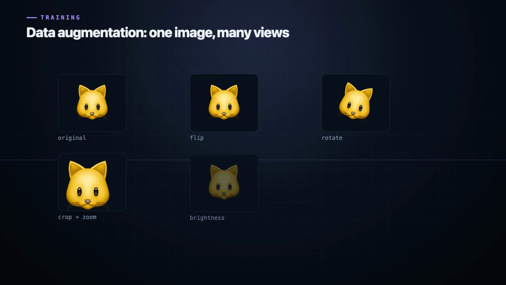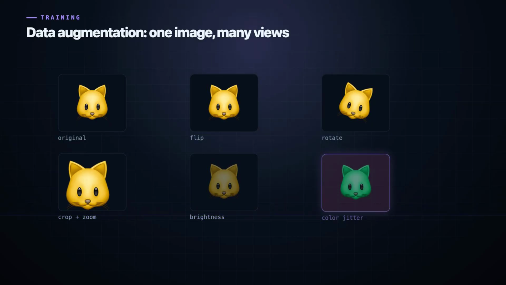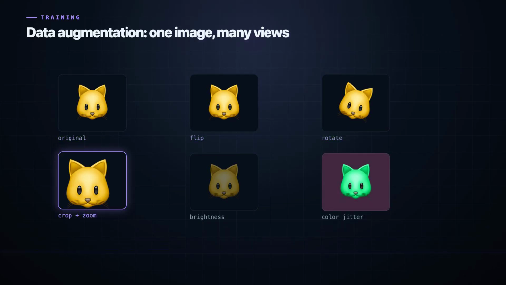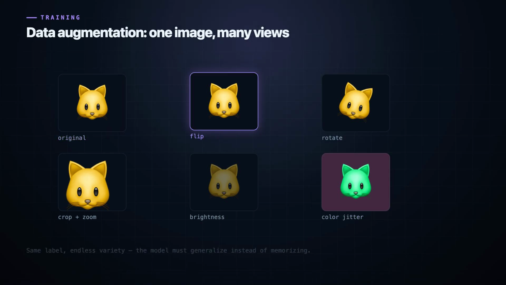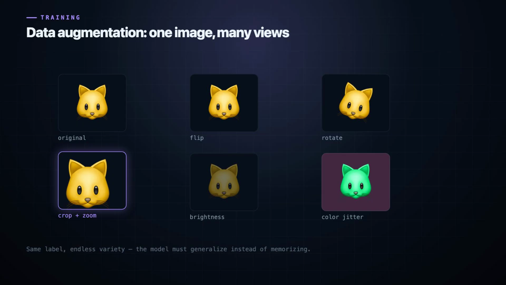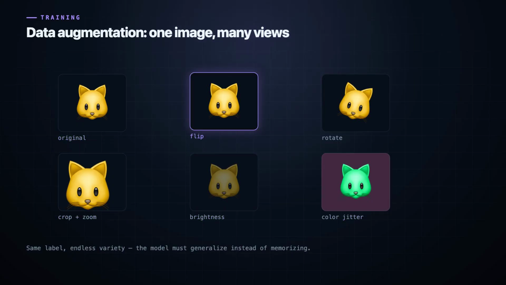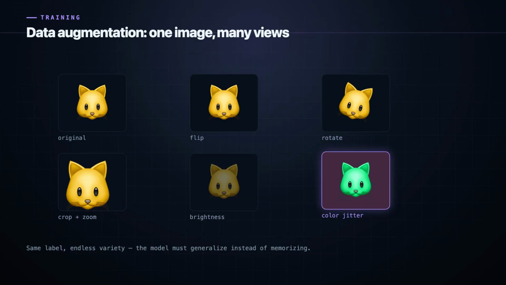The network now sees the cat from many angles in many lights, and it can no longer cheat by memorizing exact pixels. It is forced to learn what actually makes a cat a cat. Best of all, augmentation is nearly free. It is just a few cheap transforms on data you already have. It is one of the highest value habits in all of practical computer vision.